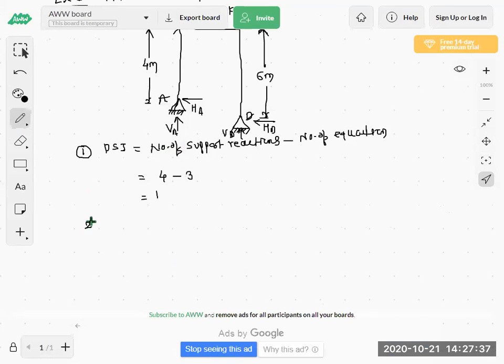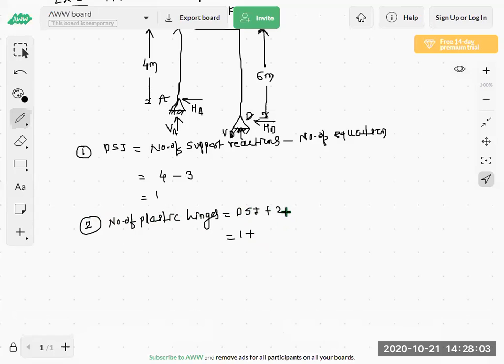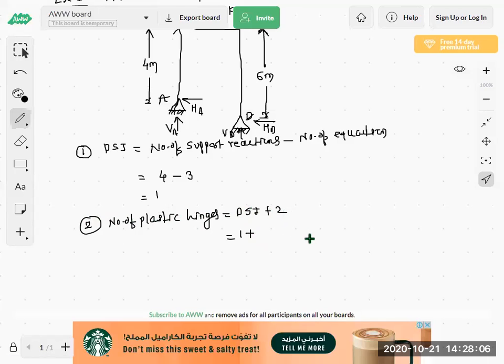Now number 2, we have to calculate the number of plastic hinges. How many plastic hinges will be formed for this frame? The number of plastic hinges is equal to DSI plus 2. Here DSI is 1, and we have added 2 because at least 2 plastic hinges should form, and then we can go for the plastic analysis. So the number of plastic hinges is 1 plus 2, that is 3.